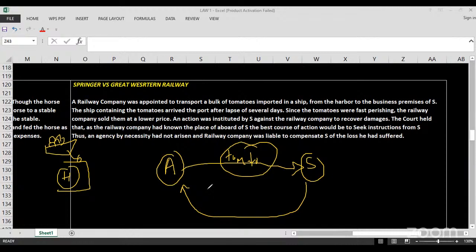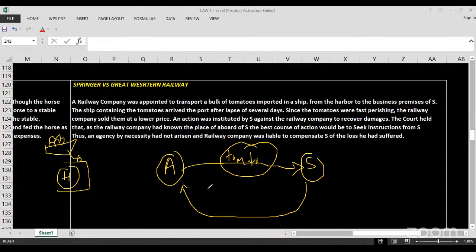What does the court say? The court held that as the railway company had known the place of abode of S, the best course of action would be to seek instruction from S. Thus, an agency by necessity had not arisen, and the railway company was liable to compensate S for the loss he had suffered. Now, what the court is telling is that the railway department knew this ship had arrived late. Even though they knew the information, the best thing A should have done is to inform S.